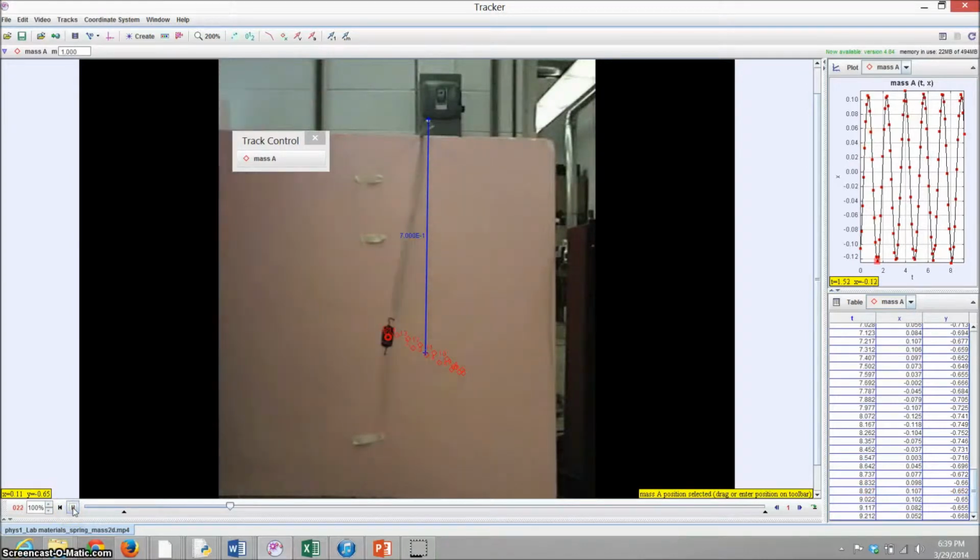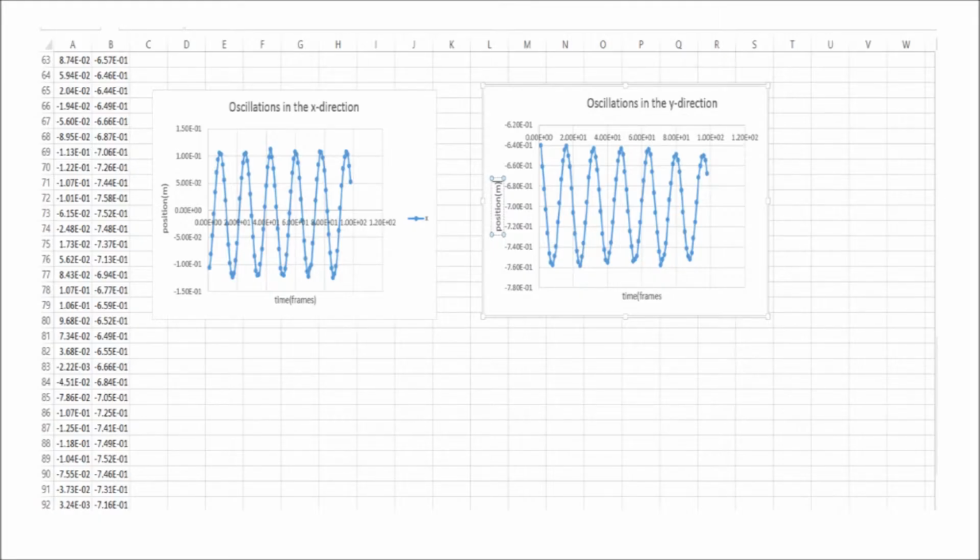Once the video was uploaded, we set the axes in the calibration for how long the static spring was. We then tracked the motion of the mass. Using the data collected, I graphed the data for the oscillations in the x direction, then the y direction, which is shown.